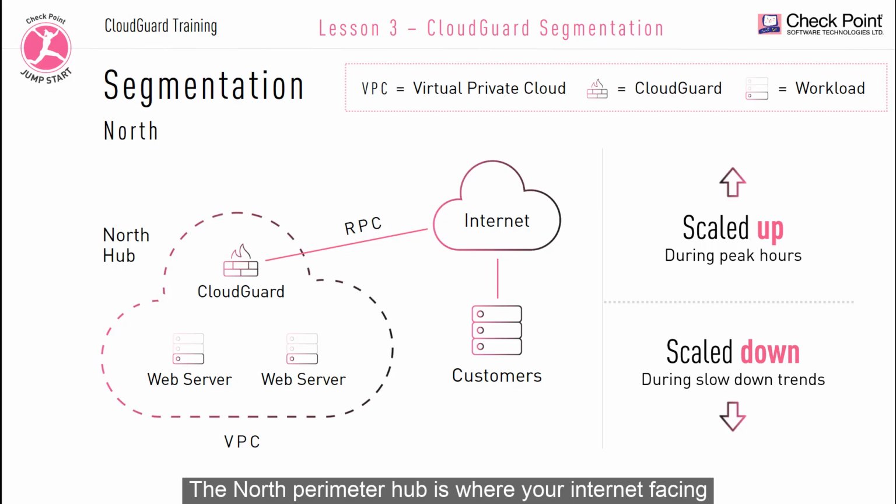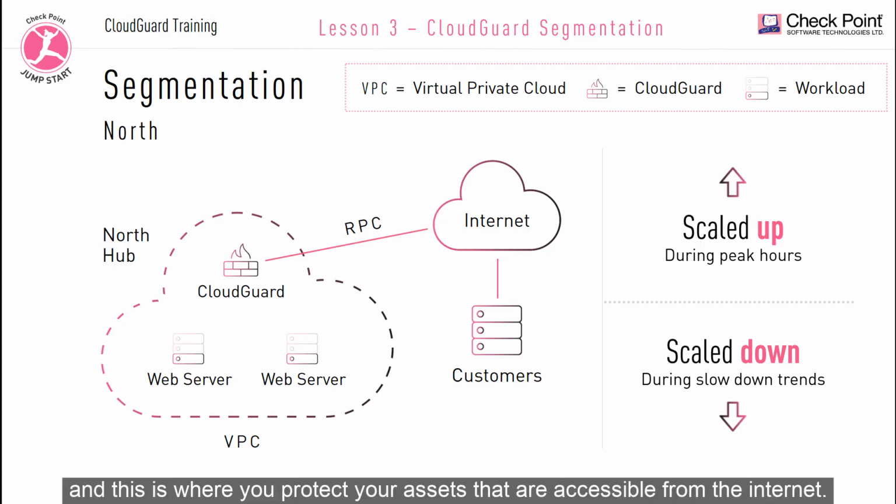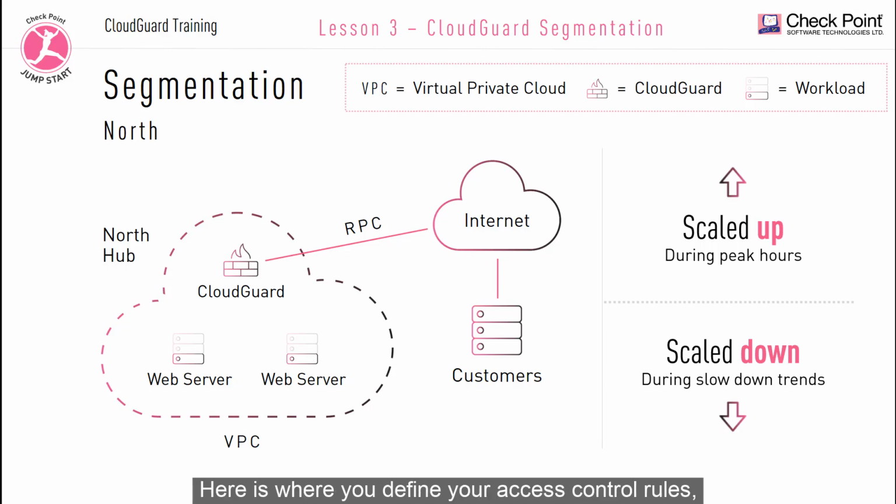The North Perimeter Hub is where your internet-facing CloudGuard firewalls will be located. This is your public-facing hub, and this is where you protect your assets that are accessible from the internet. Here is where you define your access control rules, your users' identity permissions to your public cloud assets, and here is also where we inspect traffic with threat prevention blades to prevent breaches into your cloud networks.